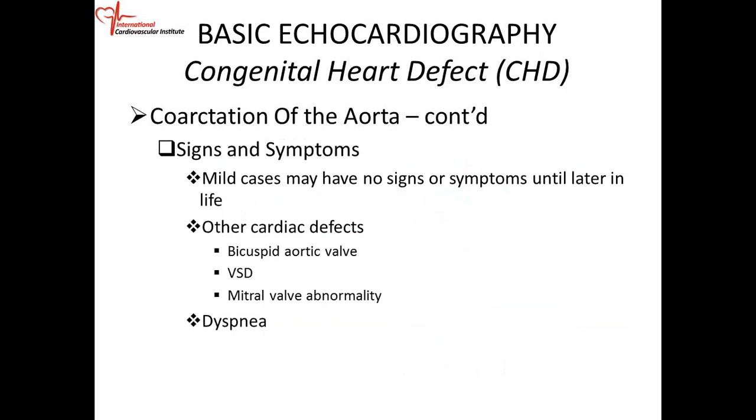What are some of the signs and symptoms of coarctation of the aorta? Mild cases may have no signs or symptoms until later in life. But if you have a narrowing of the distal aorta just after the arch, then it can put significant pressure in the portion of the aorta proximal to the narrowing, because blood cannot get through this narrowing. So you will have significant pressure developing before the narrowing.